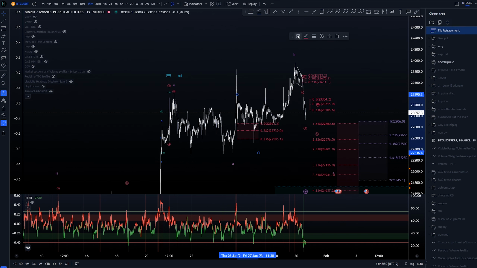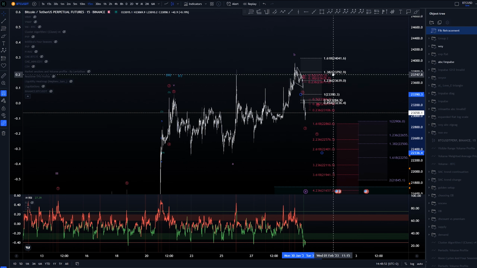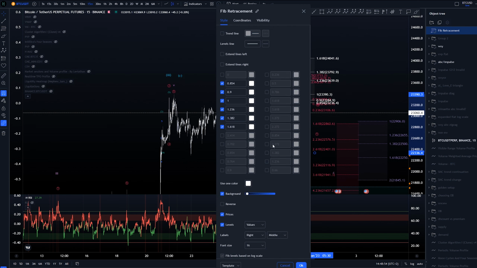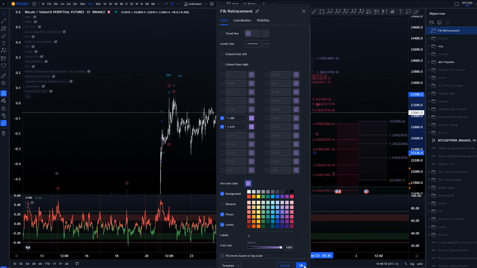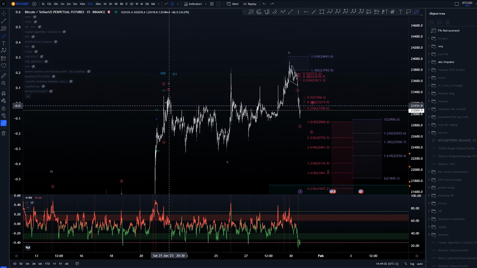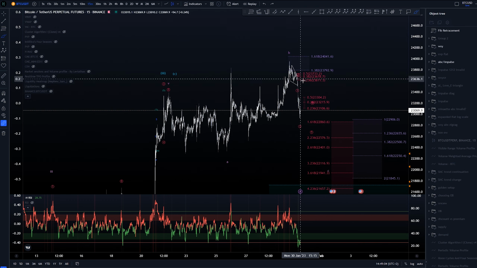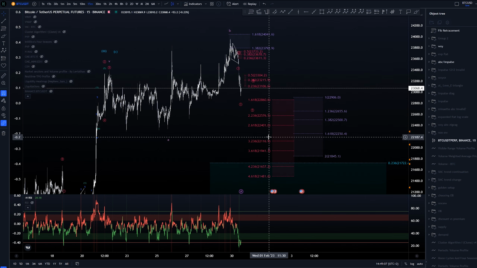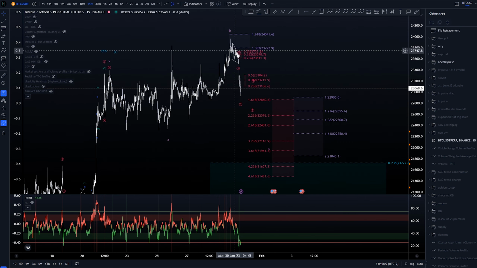Overall, let's take a look at the expanded B pocket, and we did not hit the 1.618. I can be leaving this here just as a reminder. But yeah, we did not hit the 1.618 retracement of this wave A for that wave B, so we can be still looking at this as an expanded flat overall.